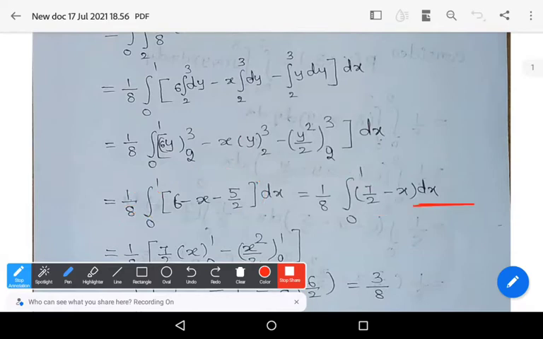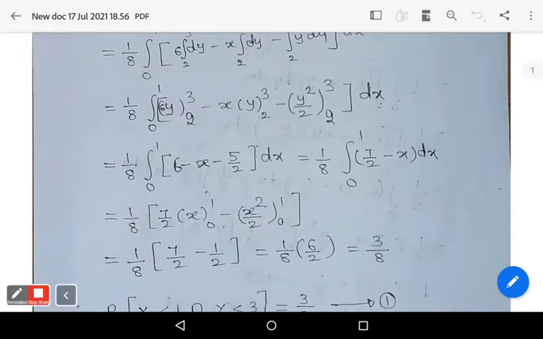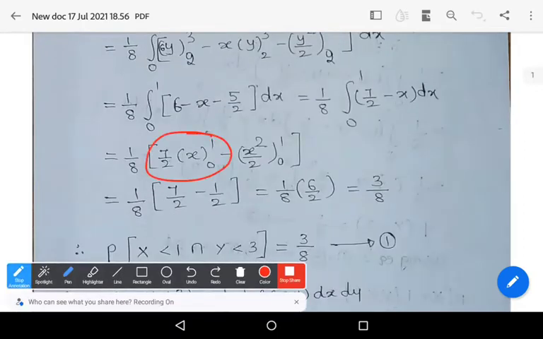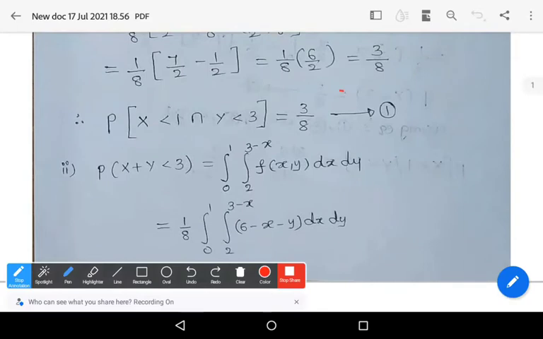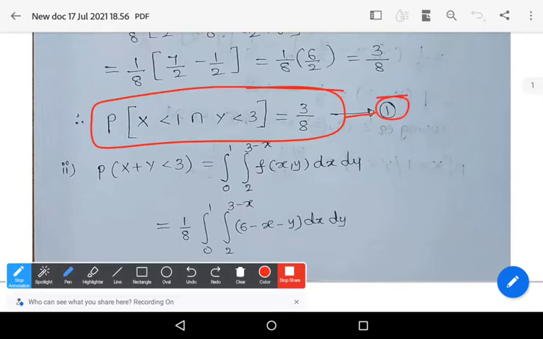Now integrate along x. You get 7/2 x, limits 0 to 1, and the integral of x gives x square by 2, limits 0 to 1. No need to substitute the lower limit because it is 0. Substitute upper limit 1: 7/2 - 1/2 gives 6/2, which is 3, so you get 3/8. Therefore, probability of x < 1 intersection y < 3 is equal to 3/8. Let it be equation number 1. This will be helpful to find the third part of this problem.